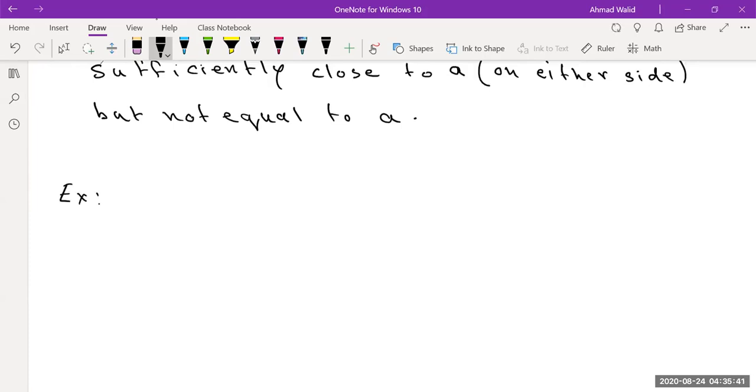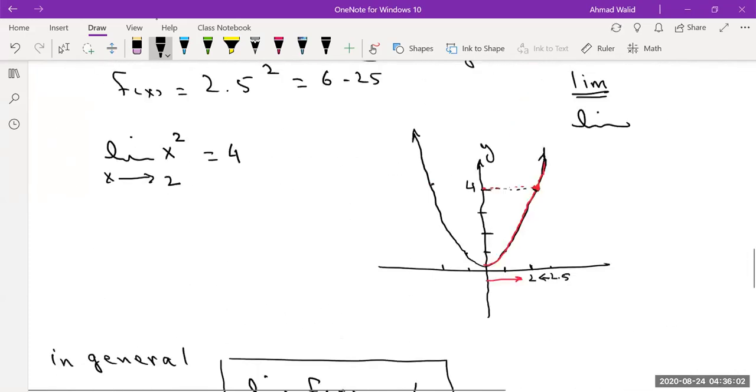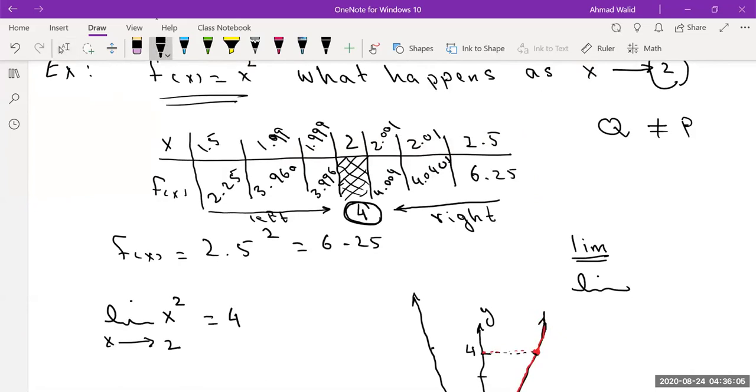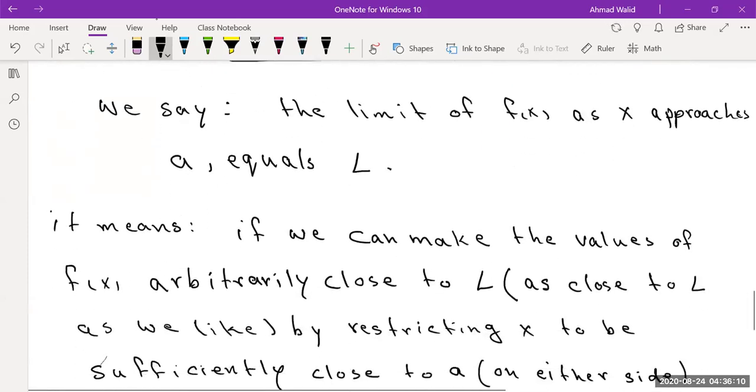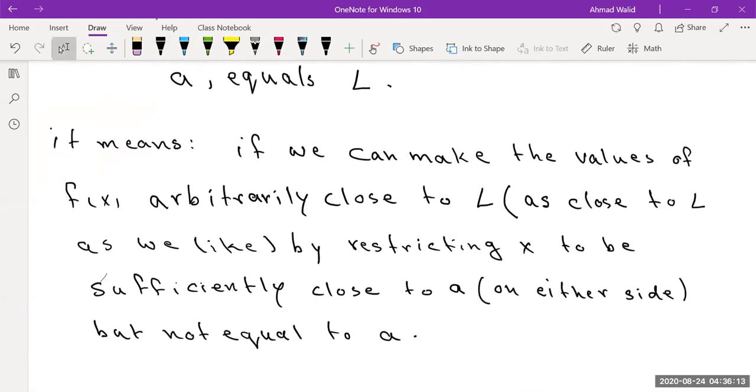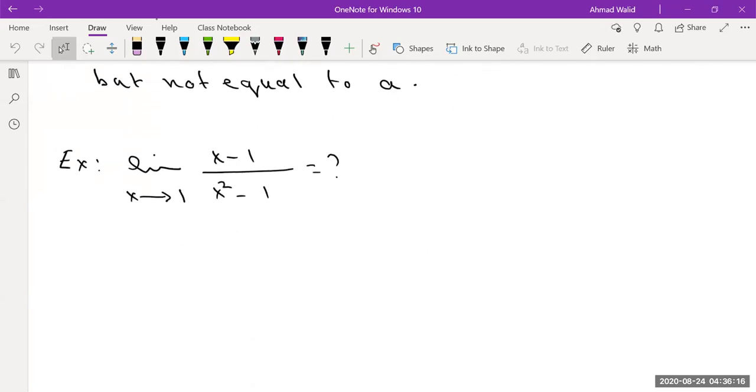Example number 2. Find the limit of x minus 1 over x squared minus 1 as x approaching to 1. Find the limit. How much is the limit? Remember, the idea of approaching from the right to the point and approaching from the left to the point. Later, I'll explain something to you, that a limit can exist if the limit of the left side and the right side are equal. Later, I will tell you this definition also.